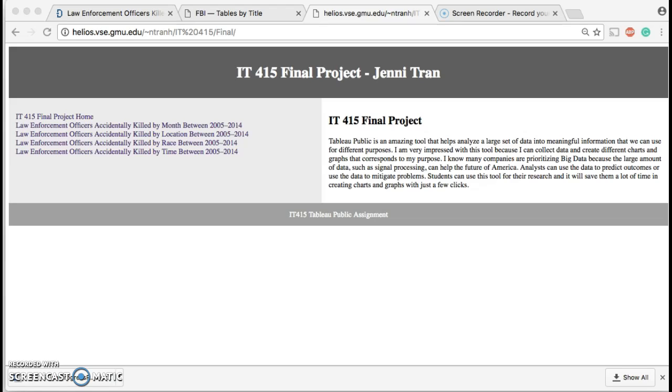So this is my home page on my Mason server, and as you can see, I have these links here to my charts and a brief description of the tool I used for the project.